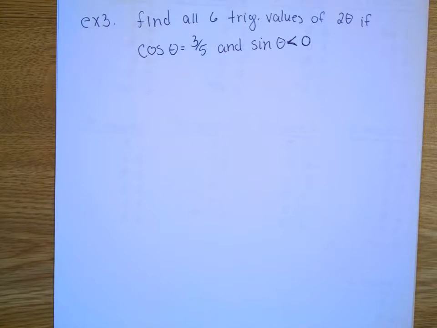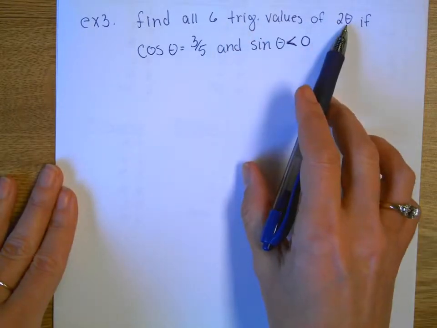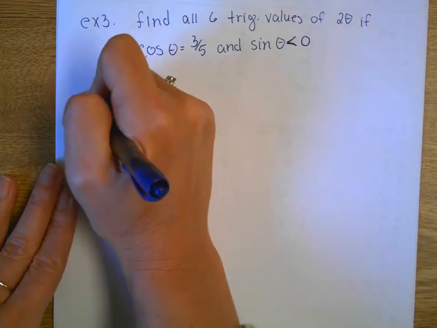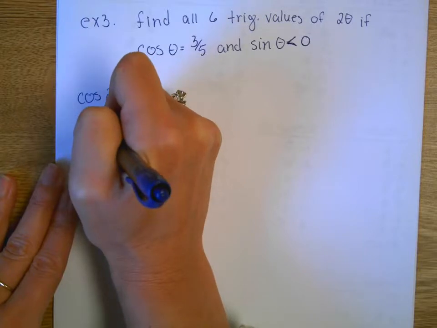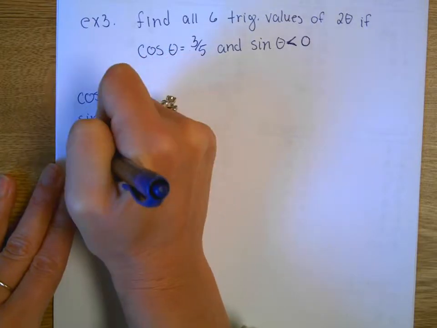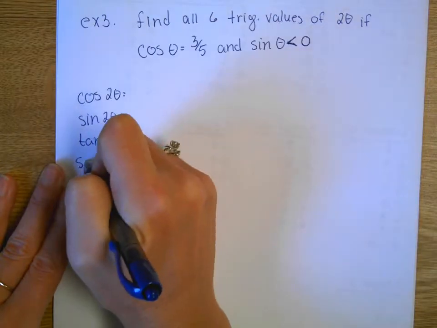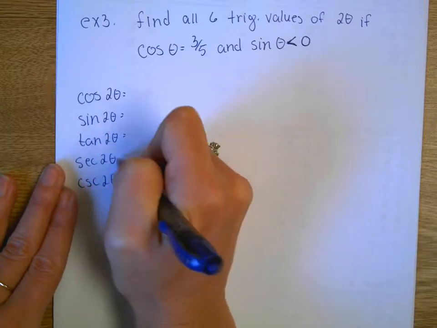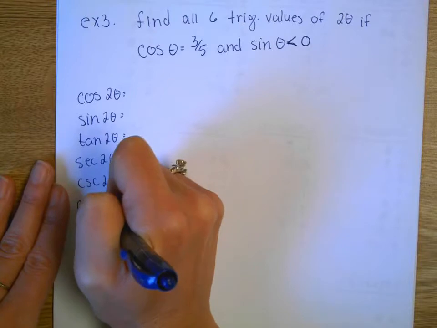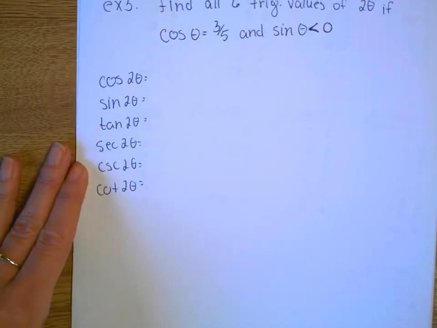So what we are looking for, I don't like the way the directions are given in this book. I'm looking for all 6 trig values of 2 theta. So that means I am looking for the cosine of 2 theta, the sine of 2 theta, the tangent of 2 theta, the secant of 2 theta, the cosecant of 2 theta, and the cotangent of 2 theta. That's our goal, to find all 6 of those.